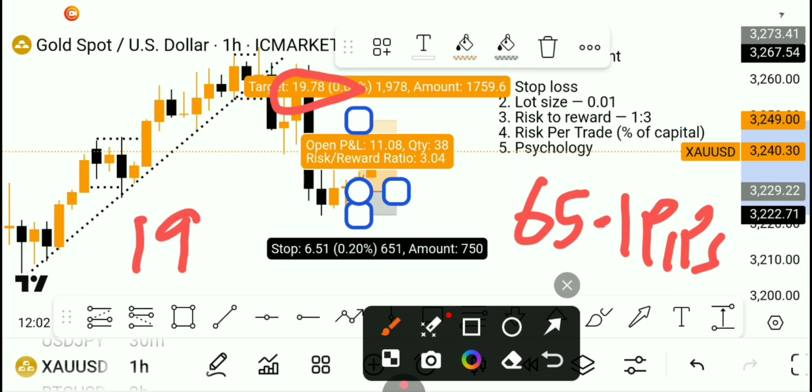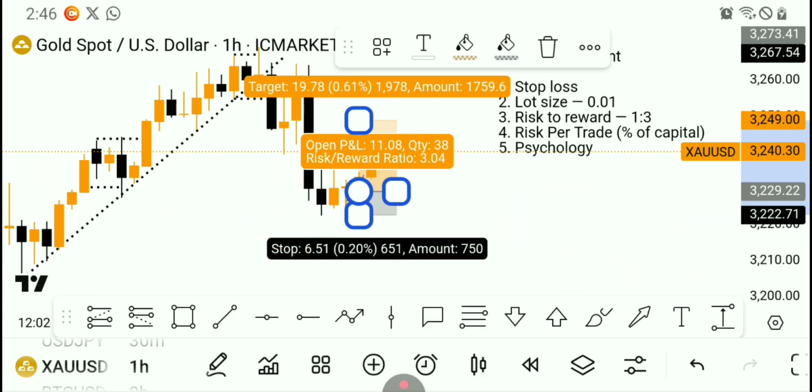And then my target, now if you look at the target, 19.71 (19.78), just multiply it by 10, it will give us 197.8 pips. So it means my target is 3 times my stop loss. My stop loss is 65.1 pips and my target is 3 times my stop loss. That's your risk to reward, meaning if you are risking $1, you should be targeting $3. If you are risking $2, you should be targeting $6. If you are risking $3, you should be targeting $9. That's your risk to reward.